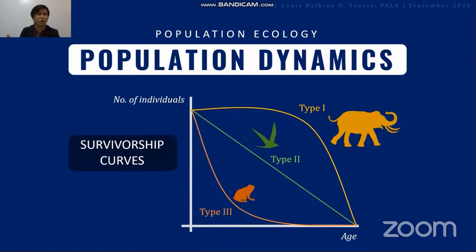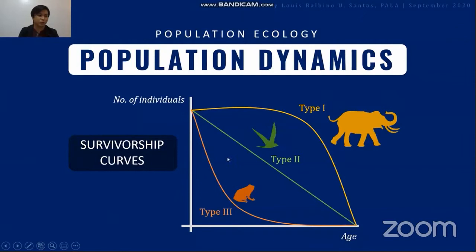So spray and pray is the name of the game for type 3, whereas caring for their offspring until they become mature and are able to reproduce themselves, that's type 1. I have to also mention that with type 1 survivorship curves, most of them die at later ages rather than during childhood like in type 3. Type 2 is just a middle of these two.